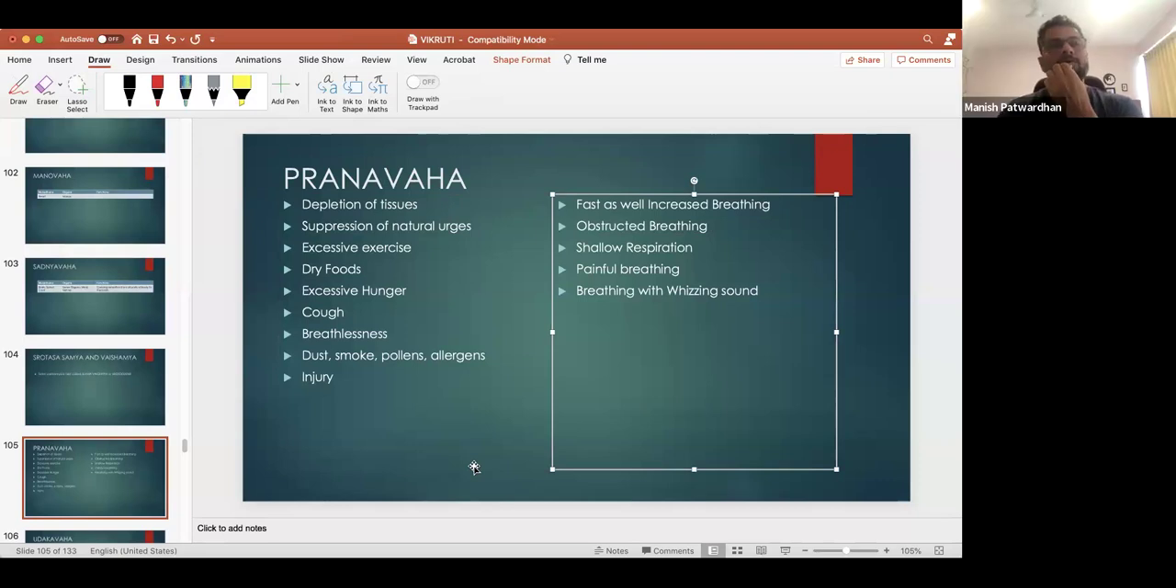Okay. So what I was saying is that these have been explained in the textbooks as substances which cause disturbances of the pranava srotas. Today also we see that dust, smoke, pollens and allergens are very common factors which cause problems with the respiratory system.